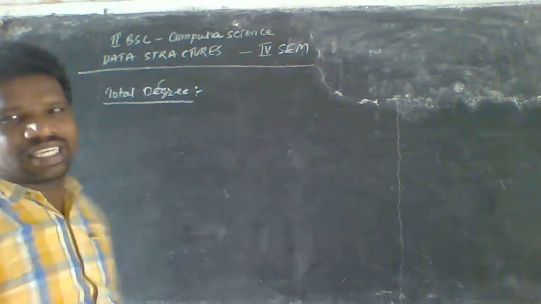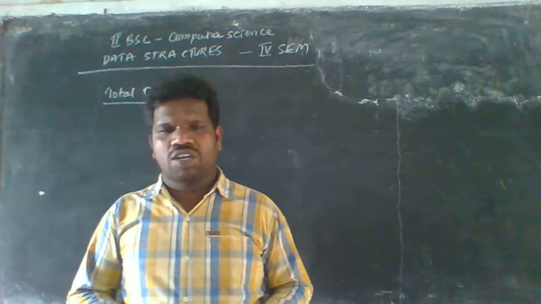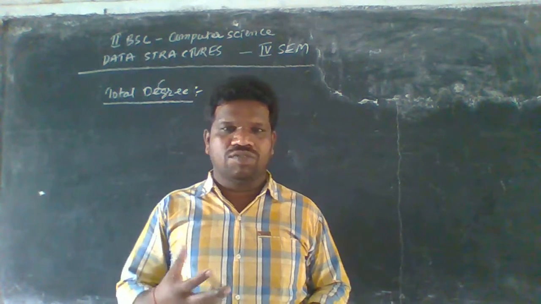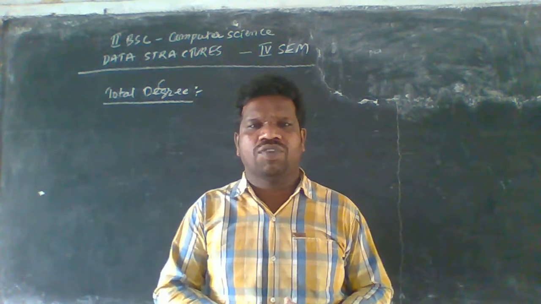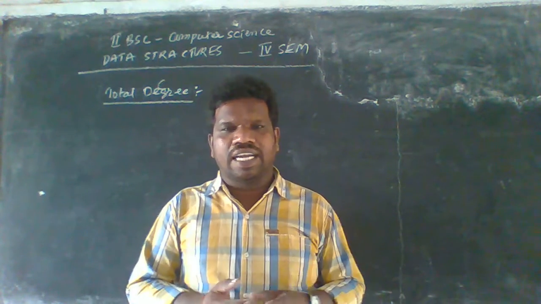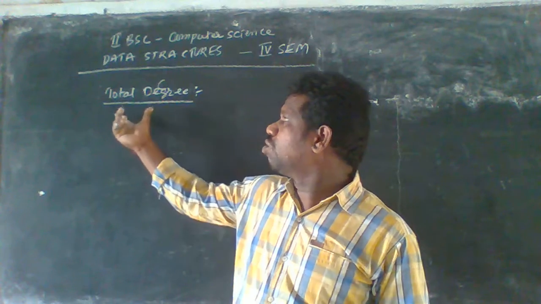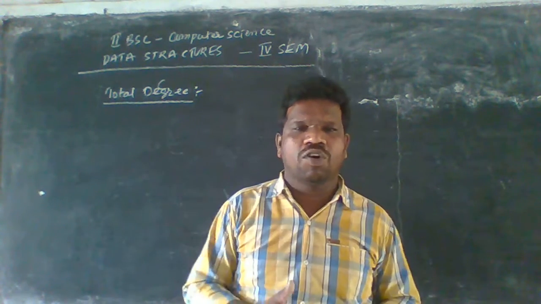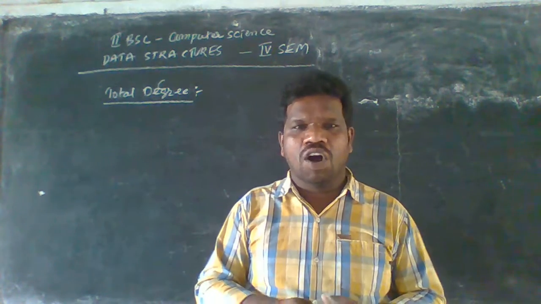So total degrees indicates how many in degrees and how many out degrees are available here. It is counting only in degrees and out degrees. In this session we have to use both directed and undirected edges, and we also have to specify them here. That means total degree can tell us how many in degrees and how many out degrees are available here.